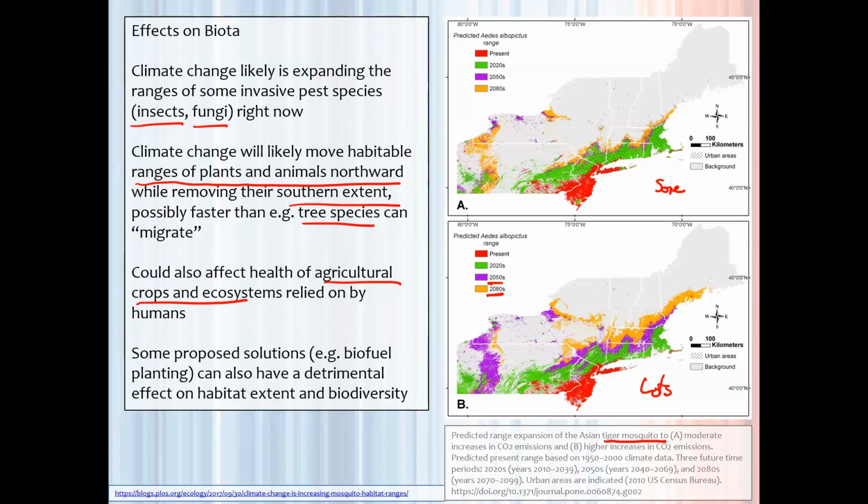I'll also point out that some proposed solutions to climate change in general, like using biofuels instead of fossil fuels, which involves things like planting a lot of corn or sugar cane from which to get fuels, can also have a detrimental effect on habitat extent and biodiversity. Not all solutions are as beneficial as each other, and they're all going to have some detrimental impact, whether on the environment or on us, via the economy in some way like that. So it's something to keep in mind.